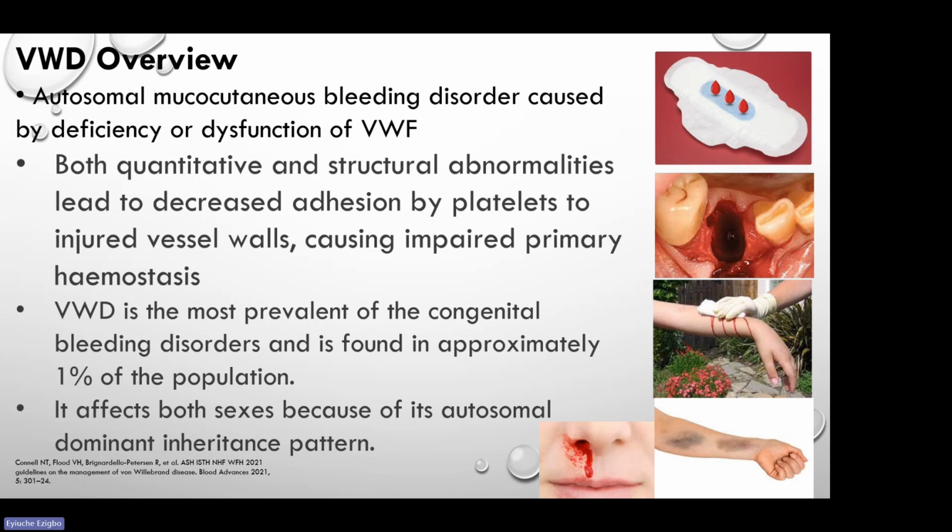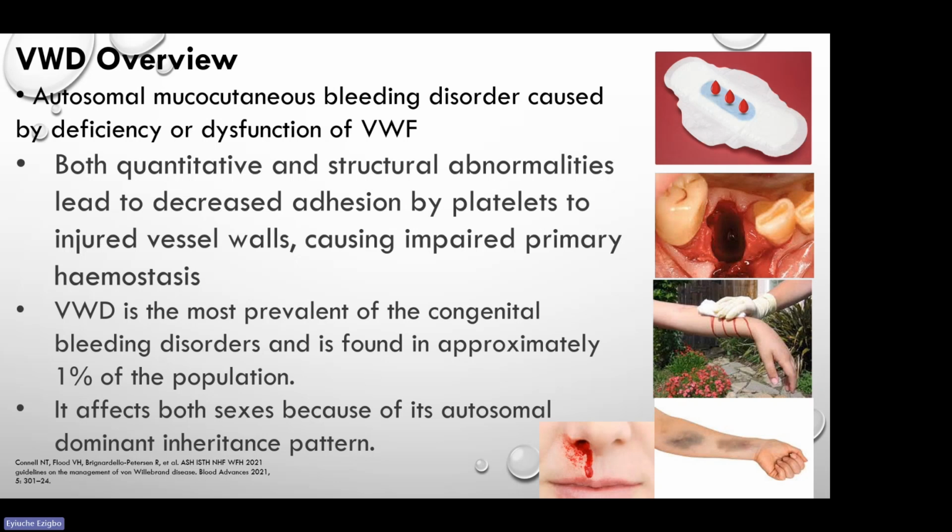We have both quantitative and structural abnormality, which lead to decreased adhesion by platelets to the injured vessel wall, causing impaired primary hemostasis. Now, you go back to our lecture on primary hemostasis, you recall the function of von Willebrand factor in initiating the initial response of platelets adhering with von Willebrand factor in the primary hemostatic mechanism.